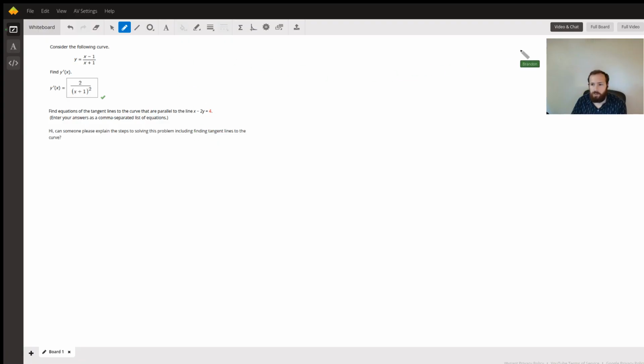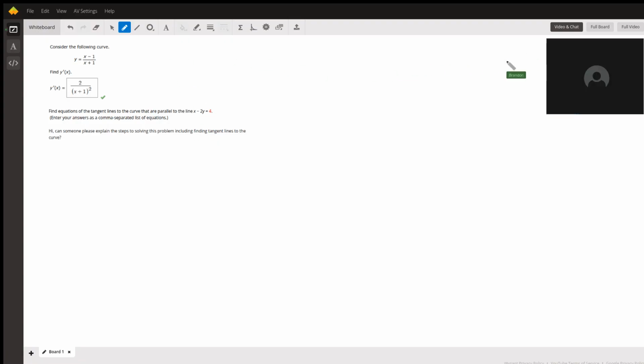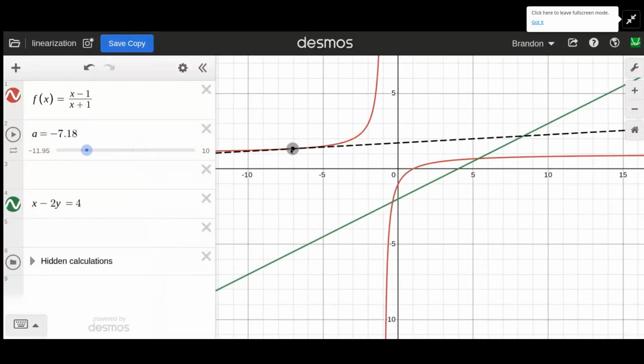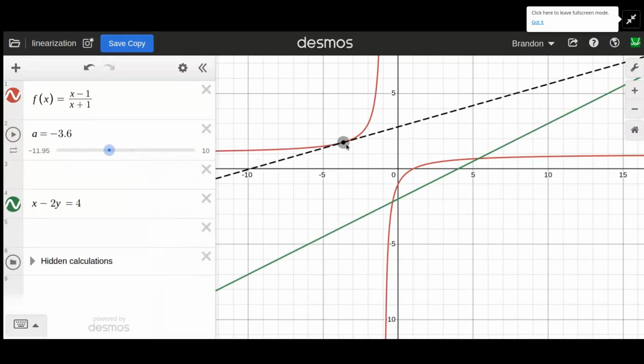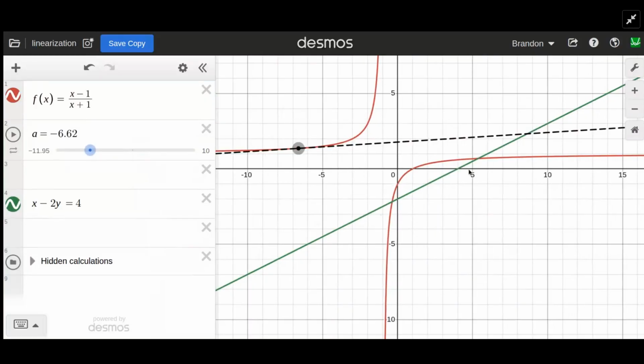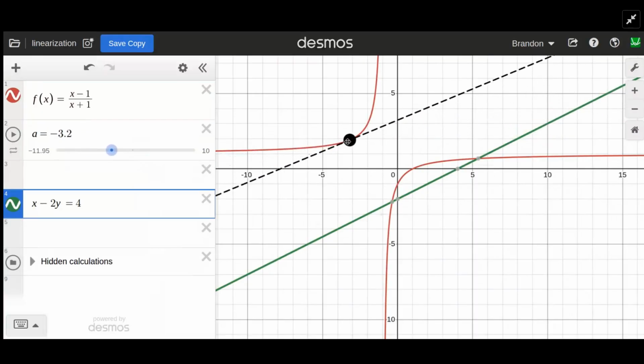First off, I think it would be helpful to visualize the situation. So let me share that real quick. This is basically a visual of what we're looking at here. You can see that the red line is the curve we're actually dealing with. And then the green line is the equation they want the tangent lines that we find to be parallel to. And I've programmed it so that as we move this slider, it will show you the equation of the tangent line at a certain point.